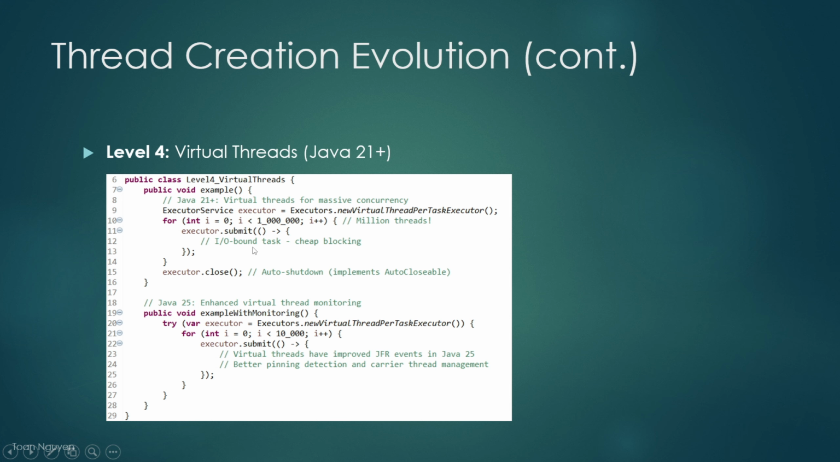I/O-bound refers to workloads where execution time depends on network latency, input and output operations, and database query latency. These types of tasks are well suited for virtual threads. In JDK 25, virtual thread support is much more mature. Using JFR, we can observe detailed behavior, much more detailed metrics.